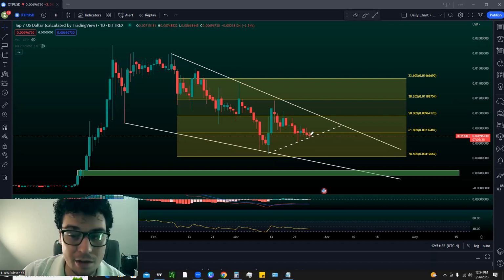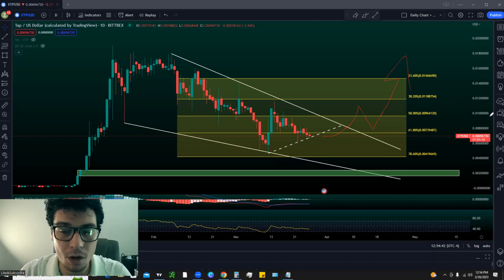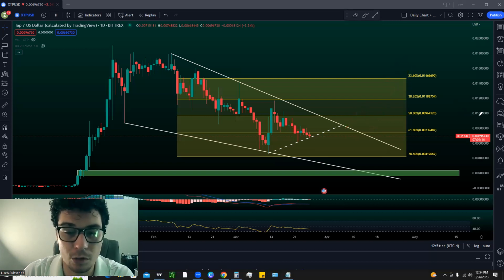So be very mindful of that. If you do get a breakout, preferably you'd look for a breakout, retest, and then continuation higher. All right, that's typically what you're going to be looking for.